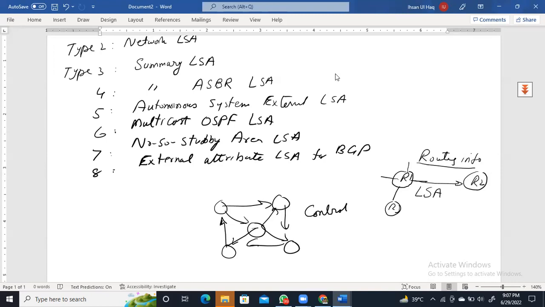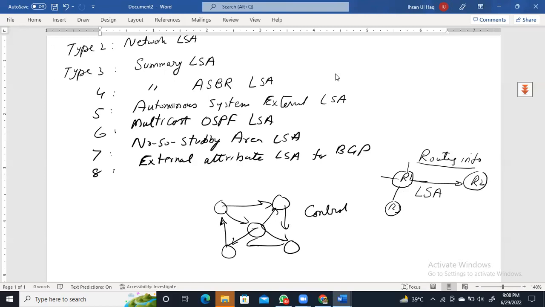Yes. Nice. So if you understand the link state advertisement, I said that there are 8 types of link state advertisement. Number 1 is the router LSA. Number 2 is the network LSA. Number 3 the summary LSA. Number 4 is the ASBR LSA, summary ASBR LSA. Number 5 is the autonomous system external LSA. Number 6 is the multicast OSPF LSA. Number 7 is the not so stubby area LSA. Number 8 is the external attribute LSA for BGP.